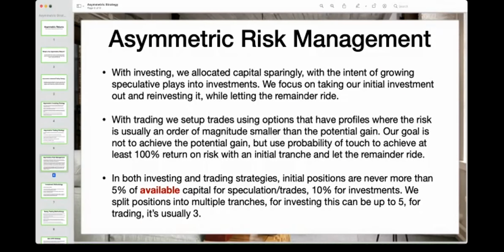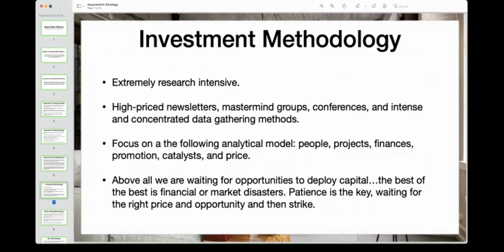All right. Our investment methodology. Now this is the investing side. This is not the trading. What is it that we do to generate these types of returns? And this is really important. First of all, it takes an extreme amount of research.